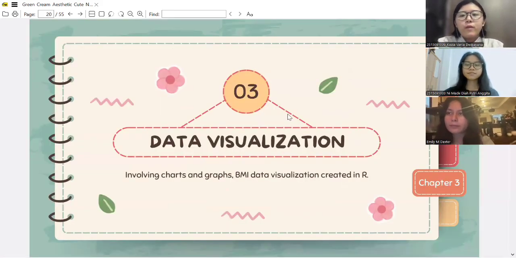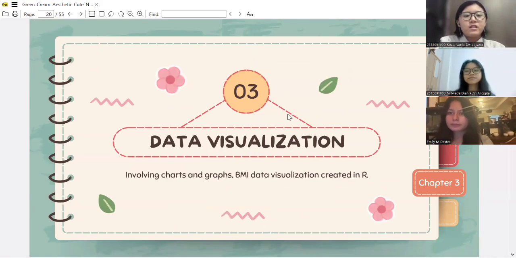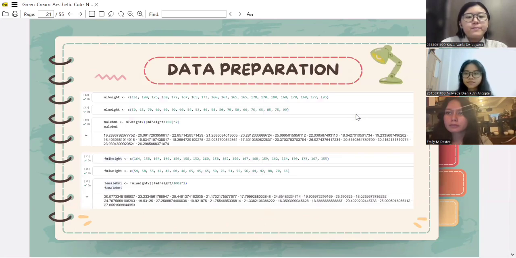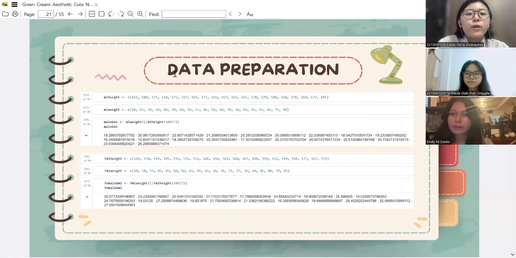Now we will move on to data visualization. So here, there will be charts and graphs involved, and the BMI data visualization was created in R. Before we execute the code to create the data visualization, we first need to create the code for data preparation. And the code is as follows.